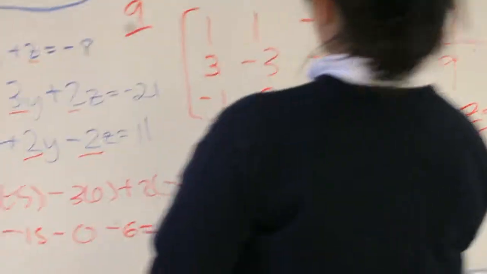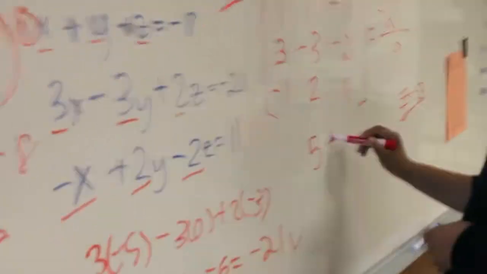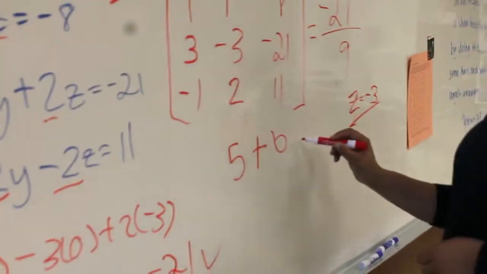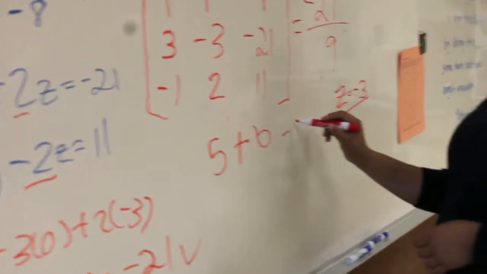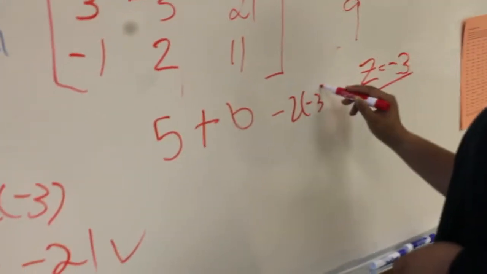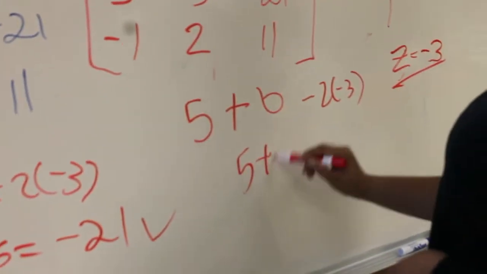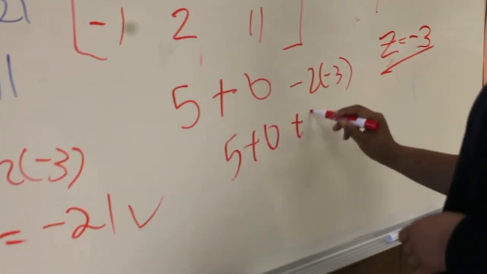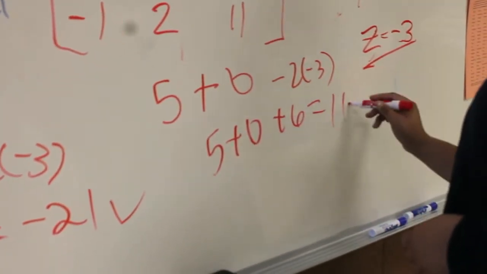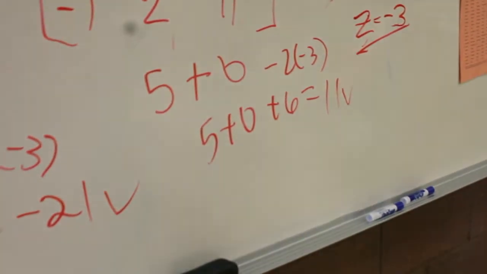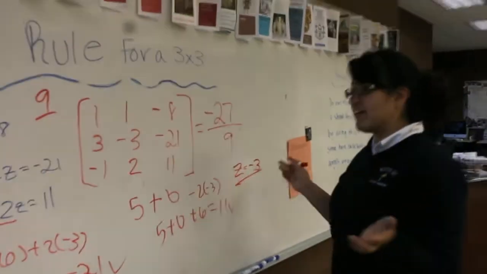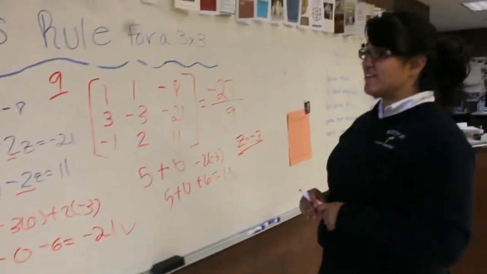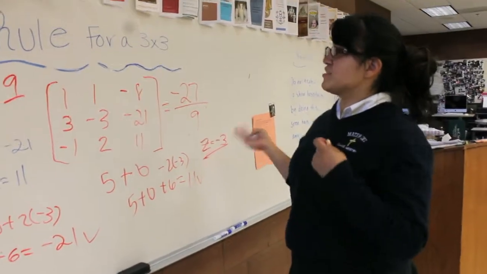Last problem to make sure our answer is correct. We have +5 plus 0 minus 2 times -3. So 5 plus 0 plus 6, which gives us 11. So all our answers are right. So that means our answer is right. And there we go. That's how to use Cramer's rule using matrices for a 3x3.